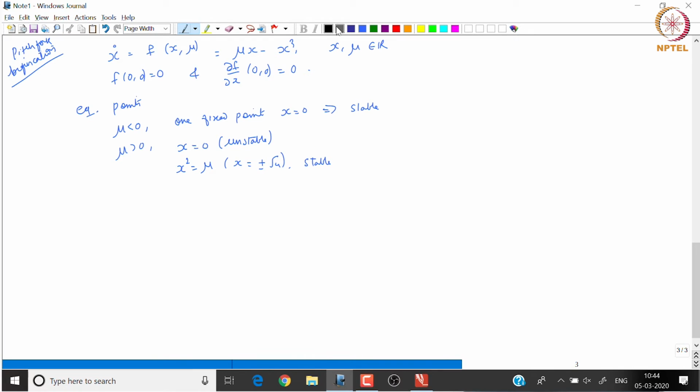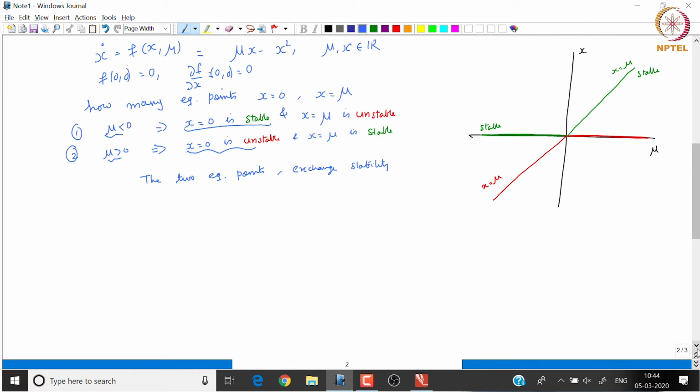Okay, so if I were to draw the bifurcation diagrams, this is again mu versus x. For mu less than 0, the point x equal to 0, which is this line, is stable, and the vector field will be just pointing towards this line. If I were to plot the vector fields here, they would approach these points, go away from these points, approach these points, approach these points, go away from these points.